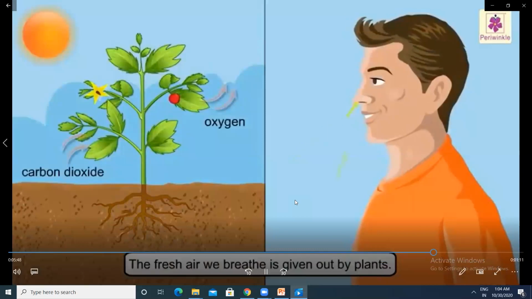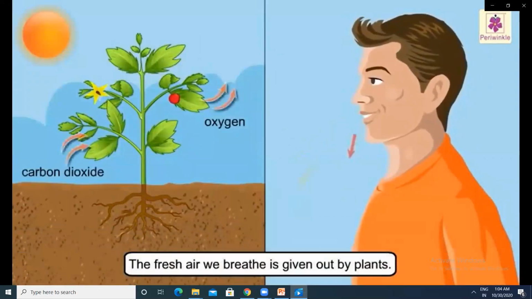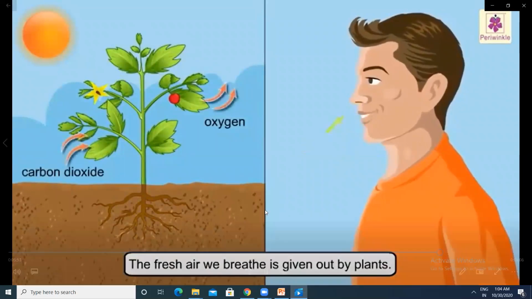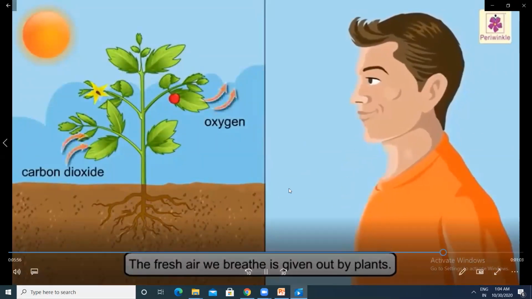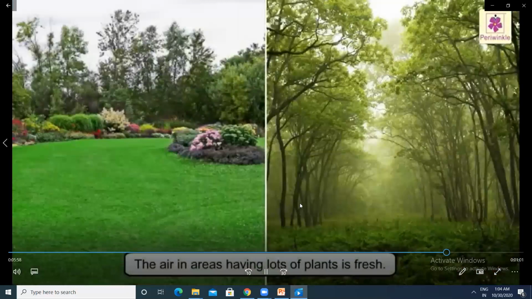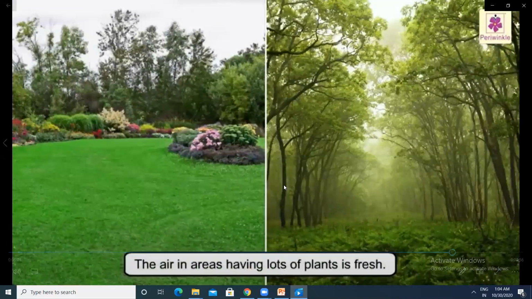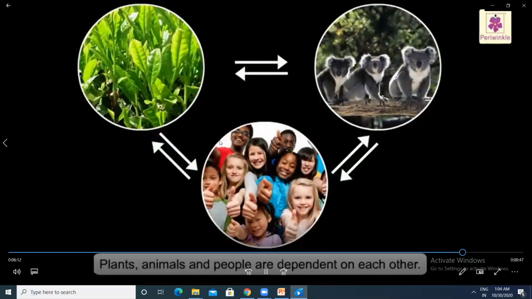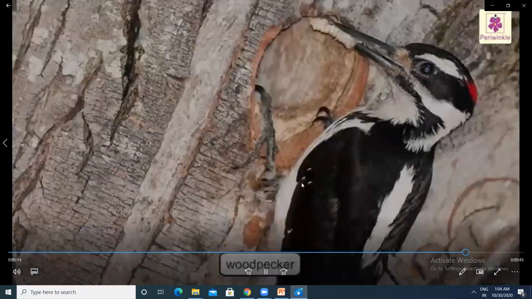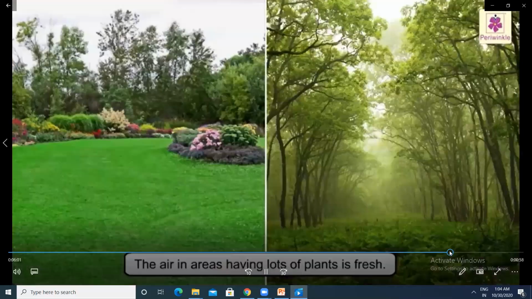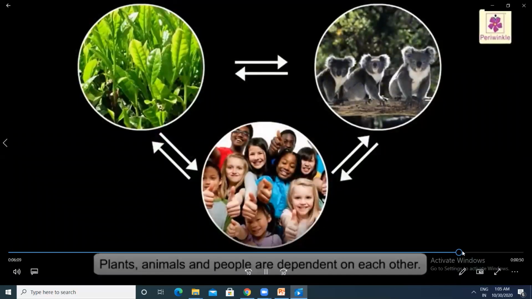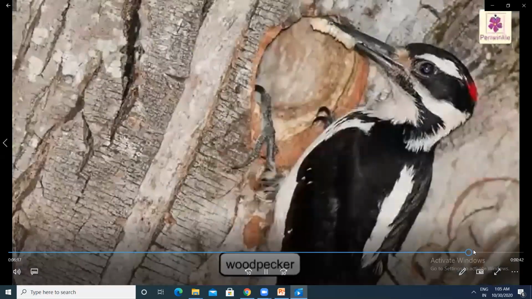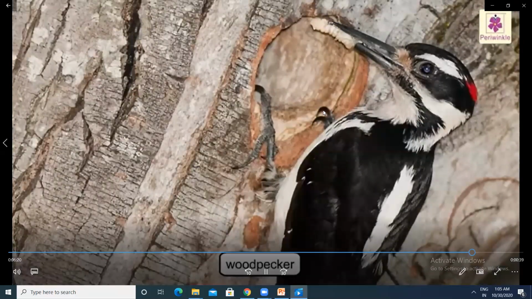After that, the second thing is that plants clean the air. The fresh air that we breathe is given out by the plants. That's why we can say that forest areas have very clean air, because more plants are responsible for more clean air. So we can say that plants, animals and human beings are all dependent on each other. See, the woodpecker has its home in the tree.